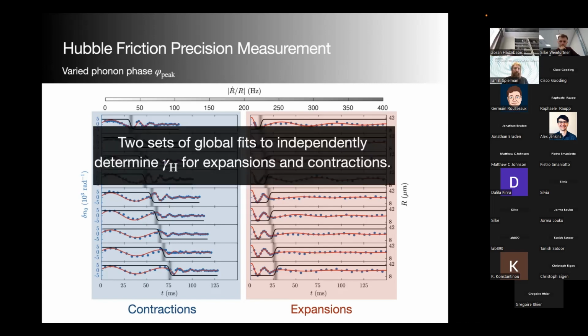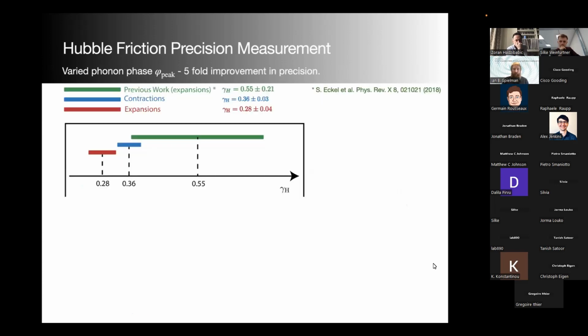We then fit these data sets using a global fit, where each set, either the contractions or the expansions, had independent determinations of all the constants that I've mentioned, including the damping and the Hubble friction and the alpha coefficient. And the takeaway is here.